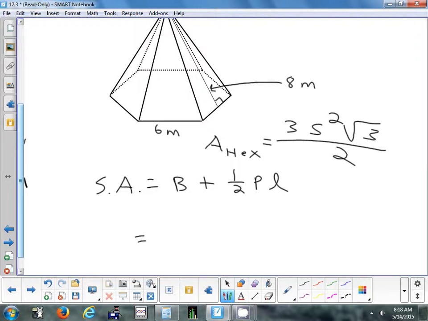So let's fill in the area of my base. S stands for the length of a side. How long is each side in my base? 6. Right, so we're going to have 3 times 6 squared times the square root of 3, divided by 2. All that is just the area of my base. Plus, what did we just say the perimeter was? Half the perimeter times the slant height. This is where you've got to be careful. If they gave me the height, I'd be doing Pythagorean Theorem right now to find the slant height. But I don't have to because they gave me the slant height, 8.